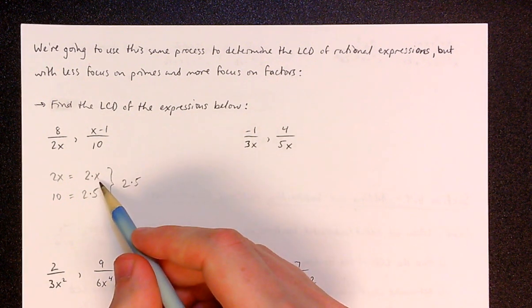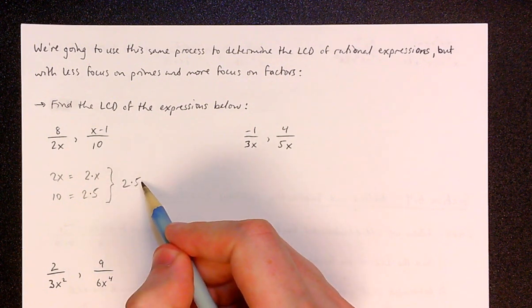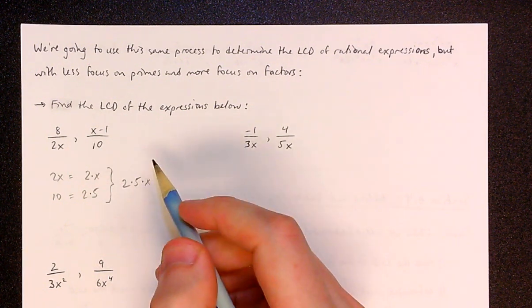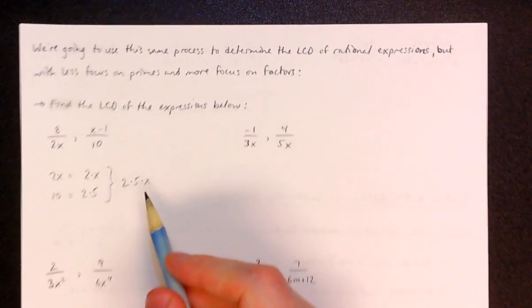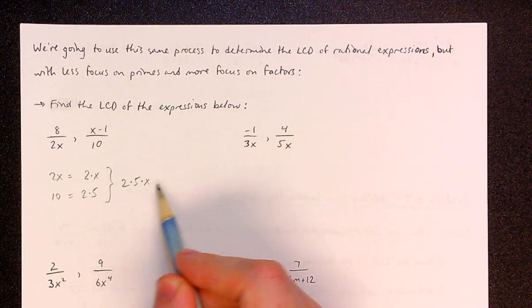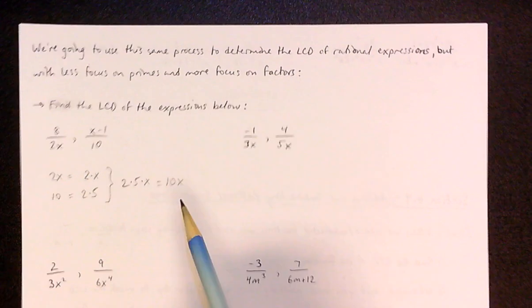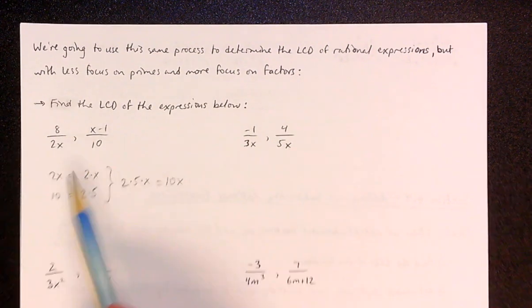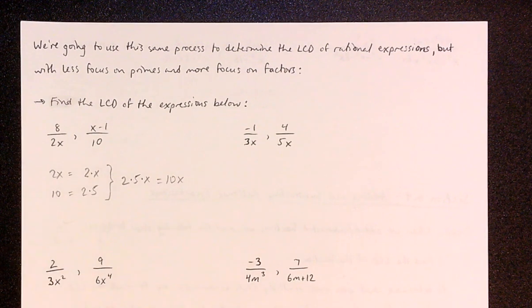And now here we have 1 x. Here we have no x's. The larger of 1 and 0 is 1. So we're going to have 1 x there. And now if we multiply these things, we get 2 times 5, which is 10, times x, or 10x. And 10x is the LCD of these two rational expressions right here.